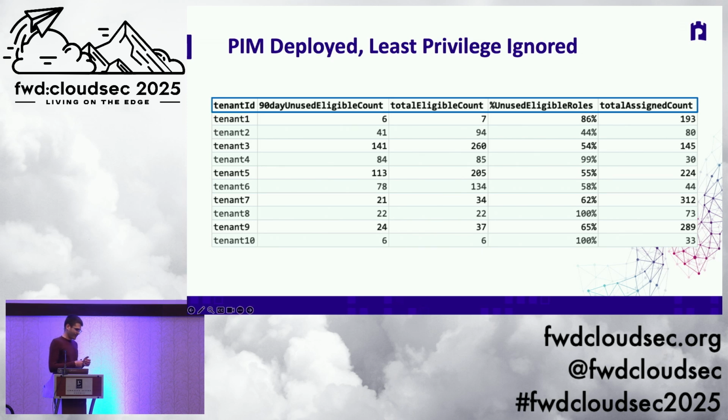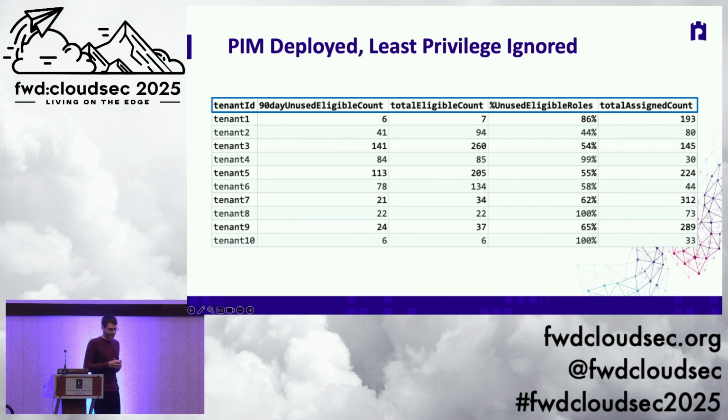And then one of the final things we're going to take a look at in terms of that false sense of security is, so we have PIM, it's deployed, and unfortunately, least privilege for the large part has been ignored. We have these tools available to us, and we're either barely using them, or when we do use them, we're not following up on it. And so you can see total assigned count versus total eligible count. We have a very large total assigned count for a lot of these different tenants. And this is about a representative sample that I had to take so I could fit it on the page.